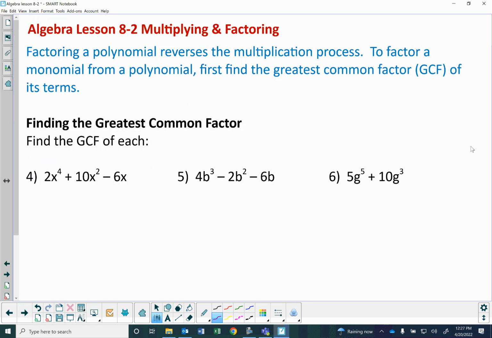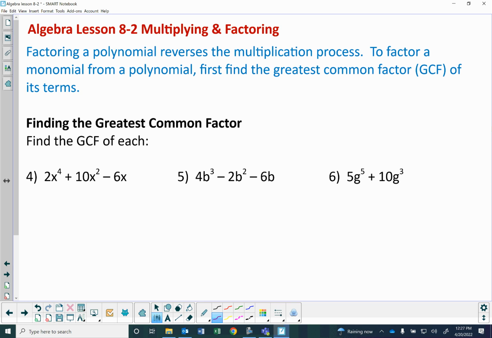Now, factoring a polynomial reverses the multiplication process. We know this as division, but there are two types of division in algebra. There is division of a polynomial called factoring, and there's the division by long division, which we call polynomial long division. You won't get into polynomial long division until you get into Algebra 2, but we will be working with factoring a lot this chapter.